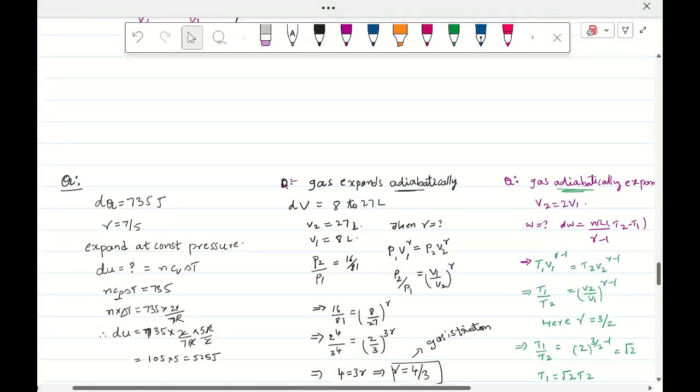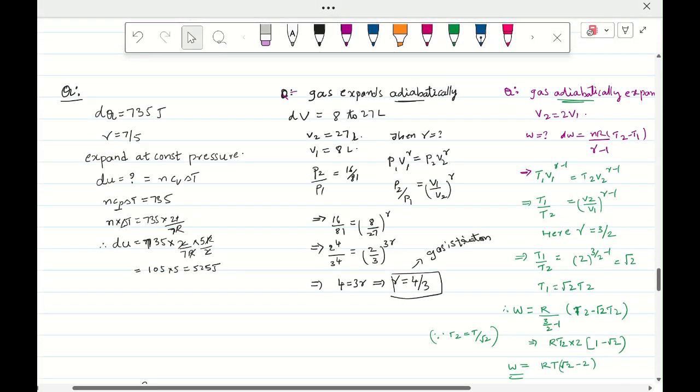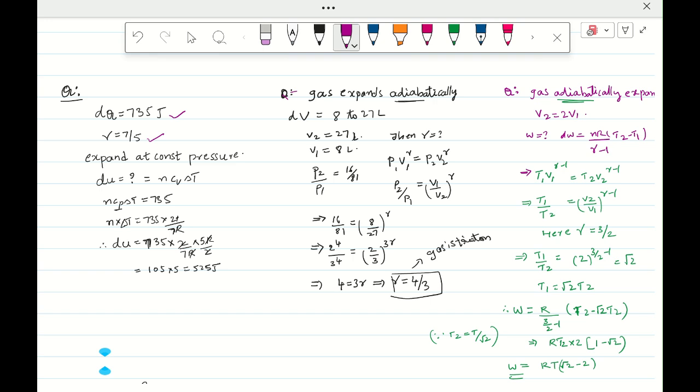See, the first problem: dQ is given as 735 joules, meaning heat energy is given. The ratio of specific heats gamma is 7 by 5, meaning a diatomic gas is given, and it expands at constant pressure, so it is an isobaric process. We are asked to find dU, the internal energy. In isobaric, dQ is equal to nCp delta T, which they have given.